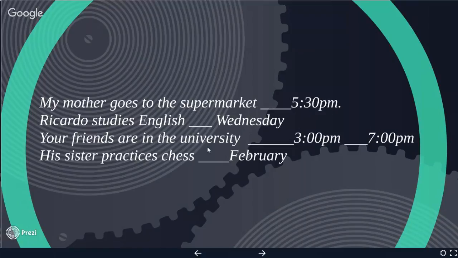Your friends are in the university. 3 and 7. 3 is when you begin and 7 is when you finish. For that reason, your friends are in the university from 3 p.m. to 7 p.m. His sister practices chess. February. February is a month. For that reason I use the word in. His sister practices chess in February.